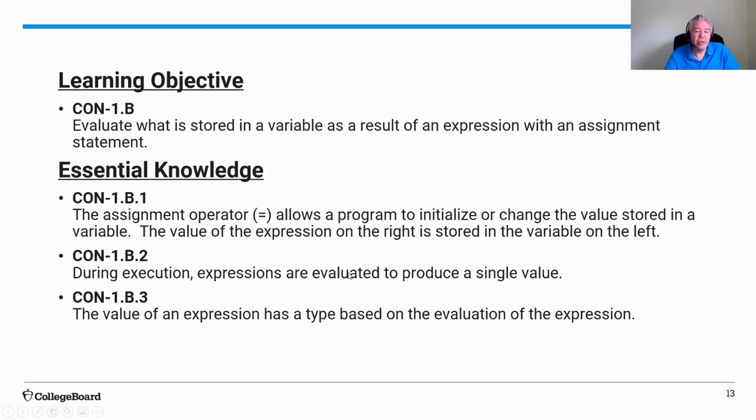During execution, expressions are evaluated to produce a single value. So we looked at examples that included compound expressions, but before assignment takes place, we evaluate those expressions down to a single value. That single value is then assigned to the variable on the left-hand side. And the value of an expression has a type based on the evaluation of the expression. So if I'm working with an int and an int, I'm going to get an int result that can then be assigned to an int variable. If I'm working with a double and an int, remember, the result is going to be whatever the biggest data type is, so I have to have a variable prepped to store whatever that data type happens to be.